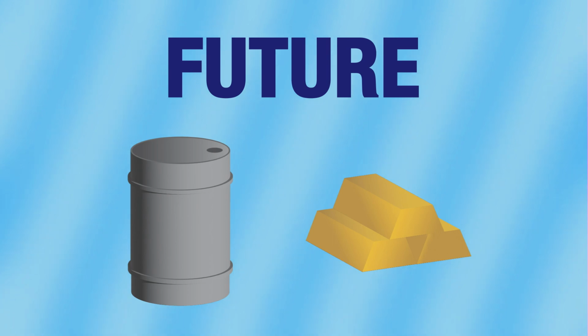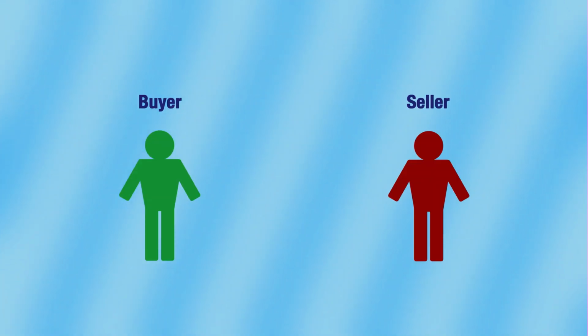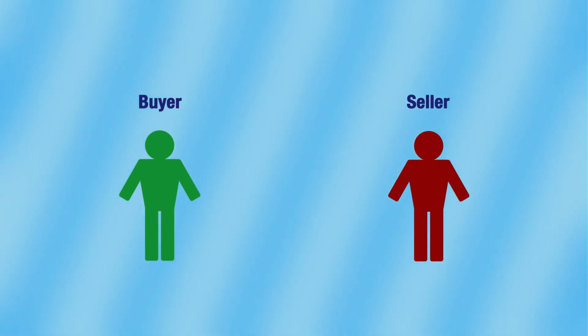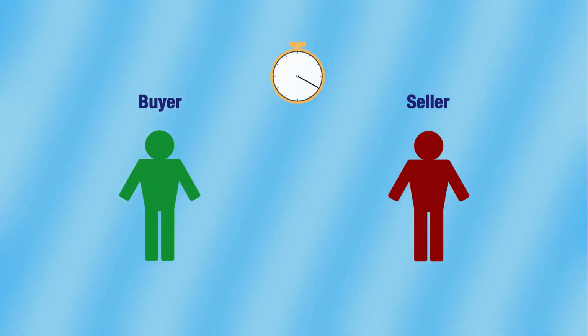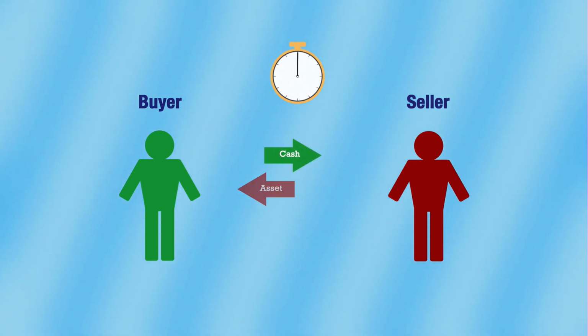In a future, you will have a buyer and a seller, where the buyer agrees to purchase an asset from the seller at an agreed price at some point in the future. When the future date occurs, in a physically settled future, the asset will be transferred to the buyer and the cash handed to the seller.